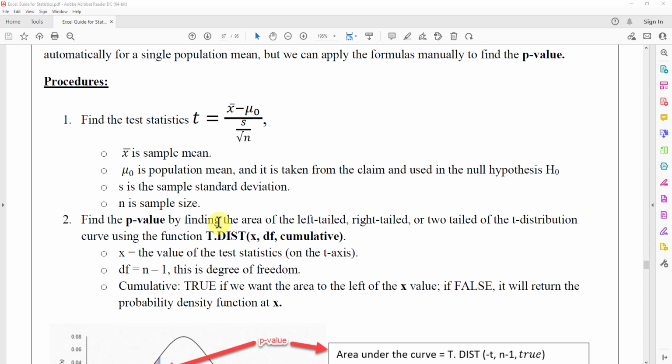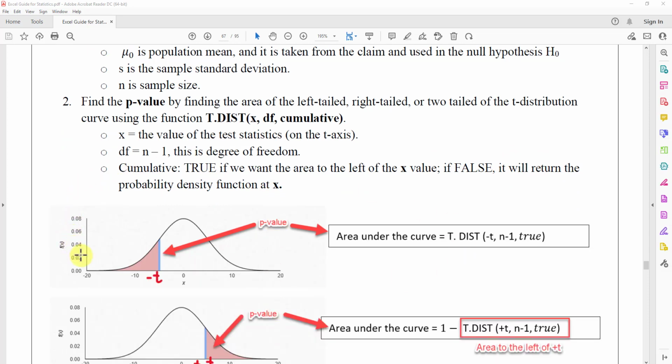To find the p-value, we find the area of the left tail, the right tail, or the two tails of the t-distribution curve using the function T.DIST. This function takes three inputs: x, df, and cumulative. X is the value of the test statistic, the one that we have here on the t-axis. df is the degrees of freedom, n minus 1. For cumulative, if we put true, the function will give you the area to the left of that x value, and if we put false, it will return the probability density function at x.